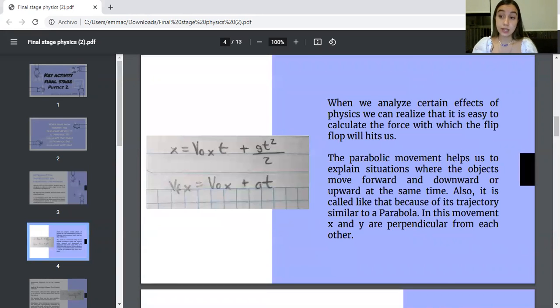So analyzing these things, it is really easy to calculate the force with which the flip-flop will hit us. For this, we're going to need some concepts from physics. For example, the parabolic movement. It helps us to explain situations where objects move forward, downward, or upward at the same time. This concept is called that because of its trajectory. It's similar to a parabola. In this movement, X and Y are perpendicular to each other. Here we have some of the formulas used for it.